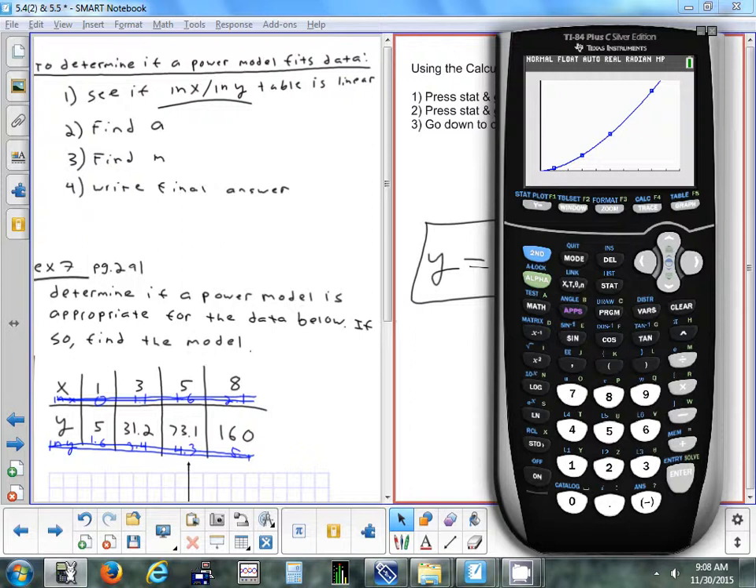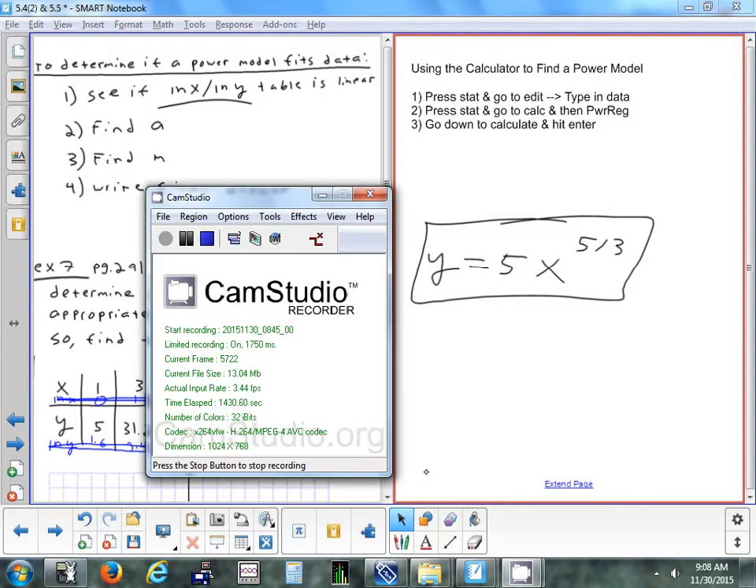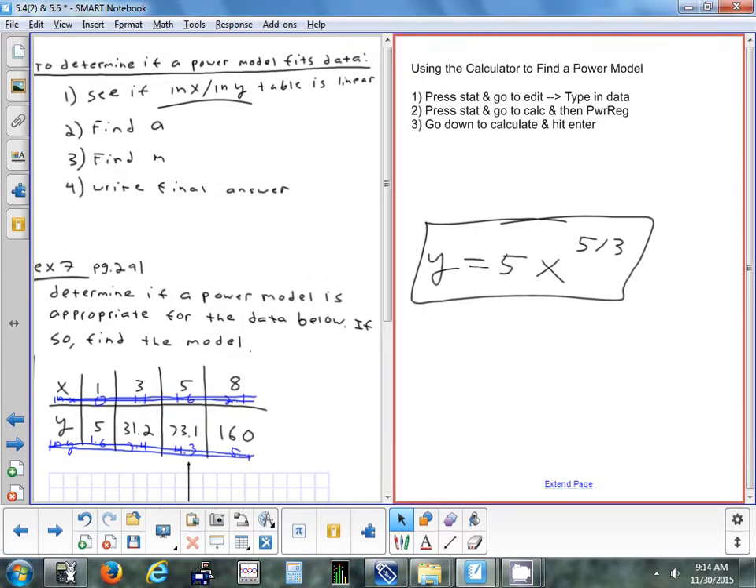Any questions on that process? Yeah. On that one, let's take a look. All right, so that's all that's really in the last half of section 5.